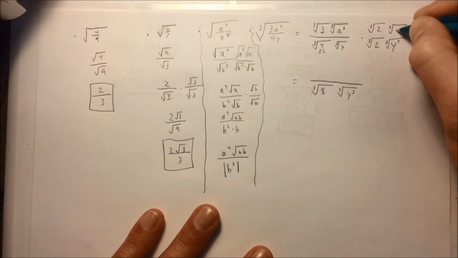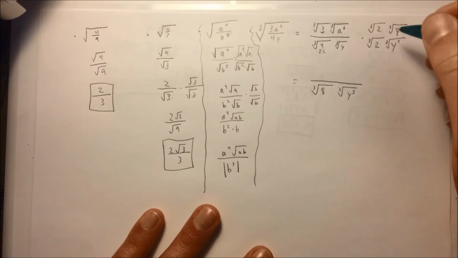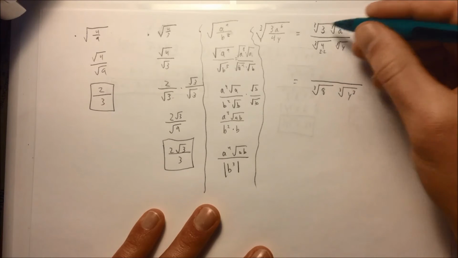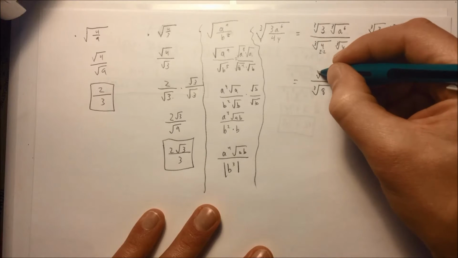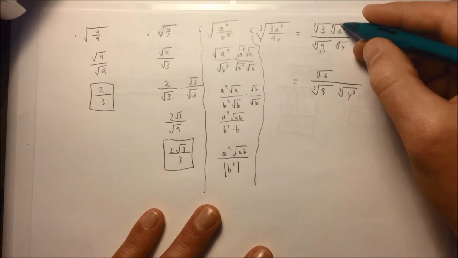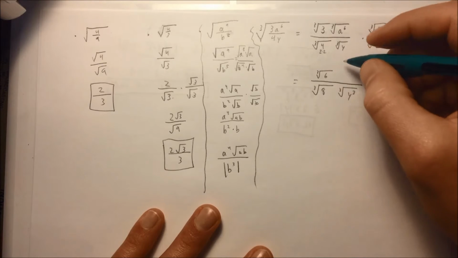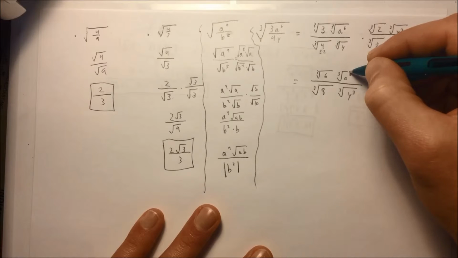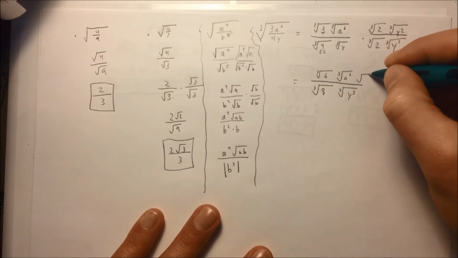Now you got to do the same thing on top, of course. So I'm going to get the cubic root of 2 times the cubic root of 3, which is going to give me the cube root of 6. Can't simplify that at all. Then 3 and get the cube root of a to the 6th and the cube root of y squared.